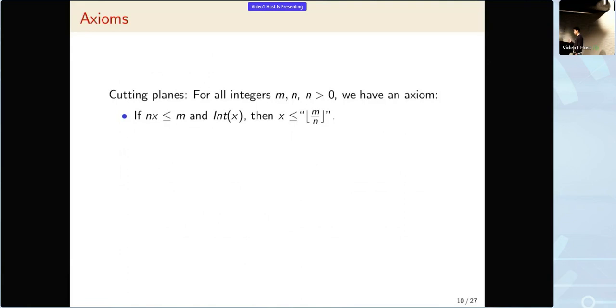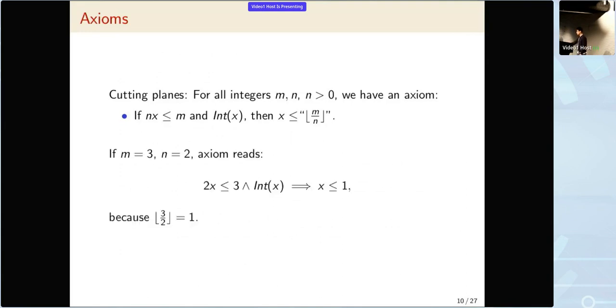For all choices of integers m and n strictly greater than 0, we get one axiom that says: if nx is less than or equal to m, and int x, meaning that x is an integer, then x is less than or equal to m over n rounded down to the nearest integer. Concretely, if you pick m to be 3 and n to be 2, you get one axiom that reads: 2x less than or equal to 3, and int x, implies x less than or equal to 1, because 3 over 2 rounded down gives you 1. In other words, the rounding is something that you do yourself, and after you have done that, you get one such axiom.